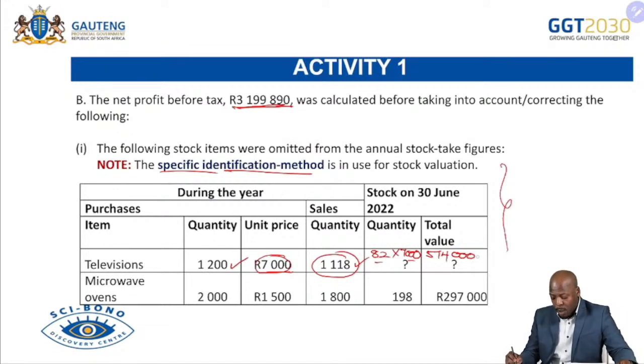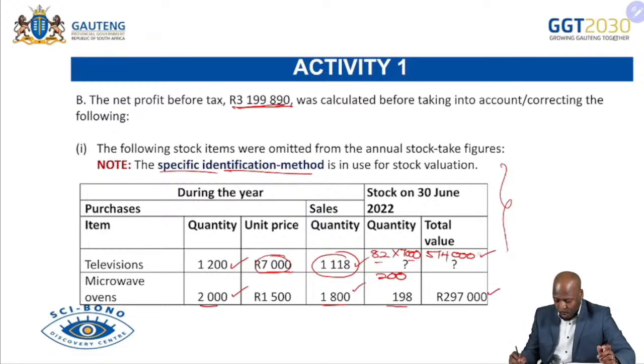574,000. So we have two different products here. We have our TVs, and they are 574, and we have microwave ovens, which are 297. But if you look deeper into the microwave ovens, you will see that we had 2,000 at the beginning, and then we have sold 1,800. Mathematically, if we say 2,000 minus 1,800, we should be having 200 units. However, we can see here that we are having 198. That tells us already that we should be having some missing units.